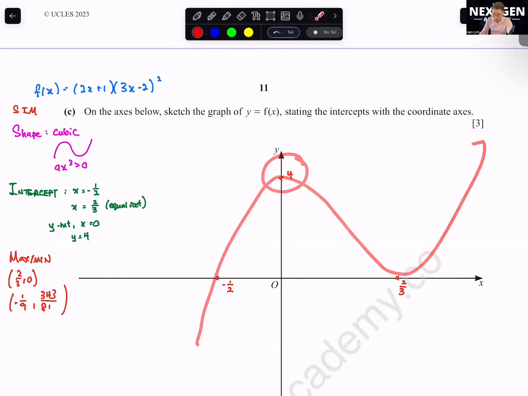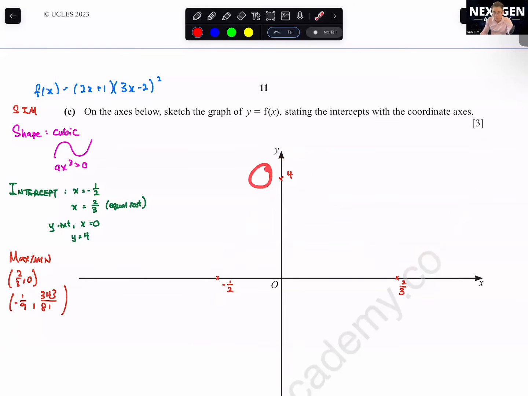Where is the turning point, the highest point? Negative 1 over 9, 343 over 81. So negative 1 over 9 is slightly to the left of it. Just type in the calculator what 343 over 81 is: 4.23. So a bit higher over here. Make sense? You need to show that your turning point is somewhere over here, like that. Otherwise, they will deduct your mark. It's stated in the mark scheme.